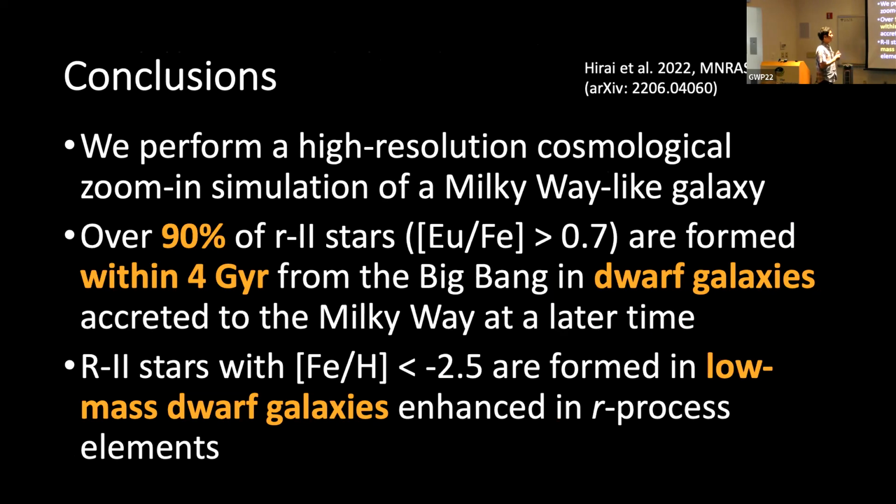So we have performed high resolution cosmological zoom-in simulations of Milky Way-like galaxies, and over 90% of the R process enhanced stars formed within 4 billion years from the Big Bang in dwarf galaxies accreted to the Milky Way at a later time. And R process enhanced stars with a low metallicity are formed in low mass dwarf galaxies enhanced in the R process elements. The R process enhanced stars with higher metallicity formed in more massive dwarf galaxies, but not enhanced entirely.